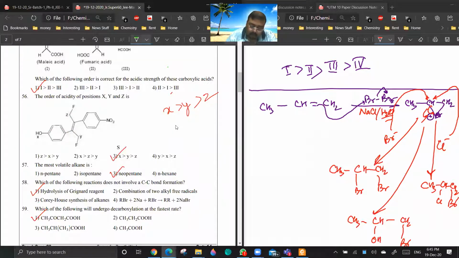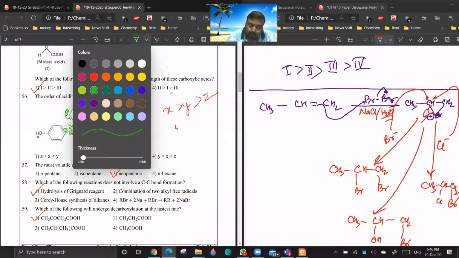You see, this OH will be creating a negative charge here. So if the Z is having a negative charge here and it is getting delocalized, then there is a negative charge coming here. Yes or no? Yes, sir. So these two negative charges will destabilize each other. So the delocalization of Z will be less.